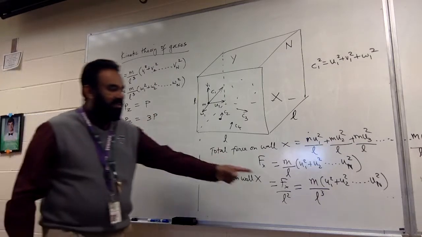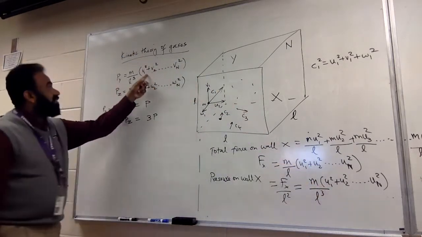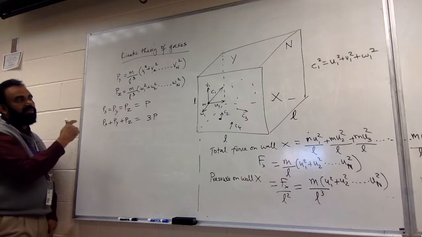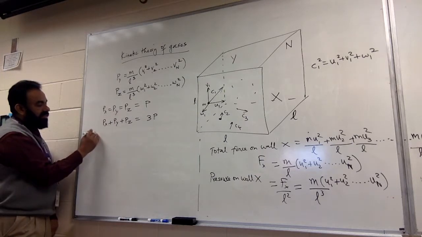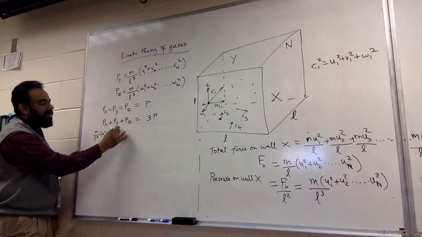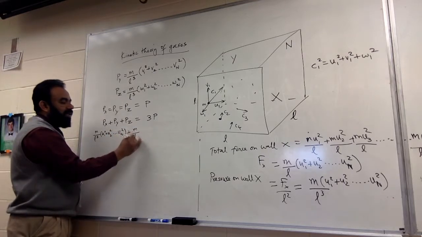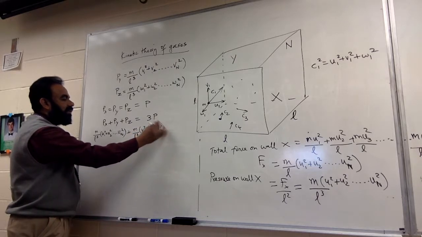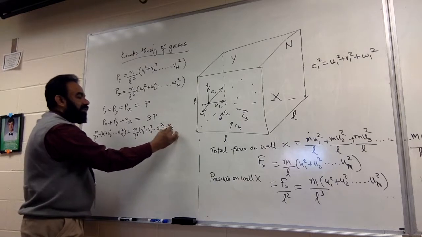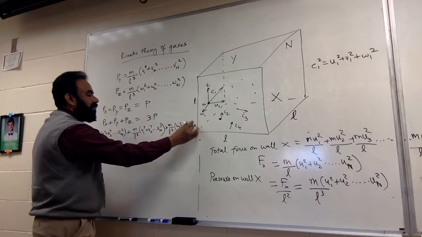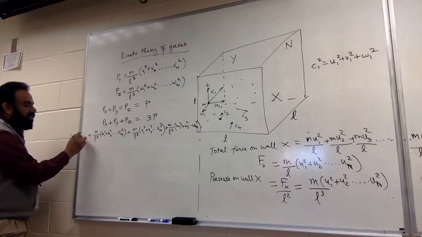Now, so I'm going to add these things. I'm going to add this with this and with this. I'm going to add them all up. So basically what I'm doing is this. M over L cubed times u1 square plus u2 square, un square, plus m over L cubed times v1 square plus v2 square, vn square, plus m over L cubed times w1 square, w2 square, wn square. And this whole thing is supposed to give me 3P.